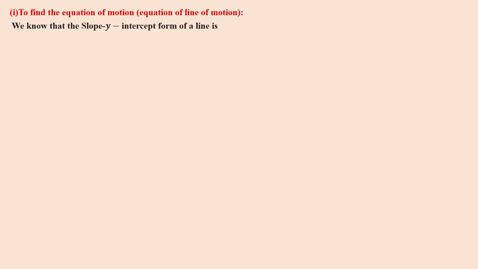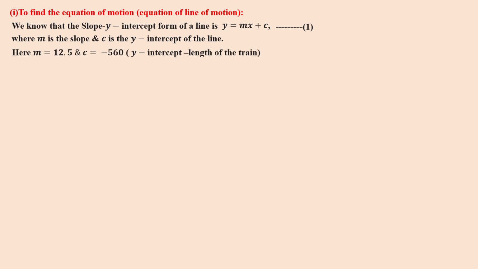We know the slope y-intercept form of a line is y equals mx plus c, where m is the slope and c is the y-intercept of the line. Here m is the slope, that is 12.5, and c is minus 560. So the equation of the motion is y equals 12.5x minus 560, that is equation number 2.